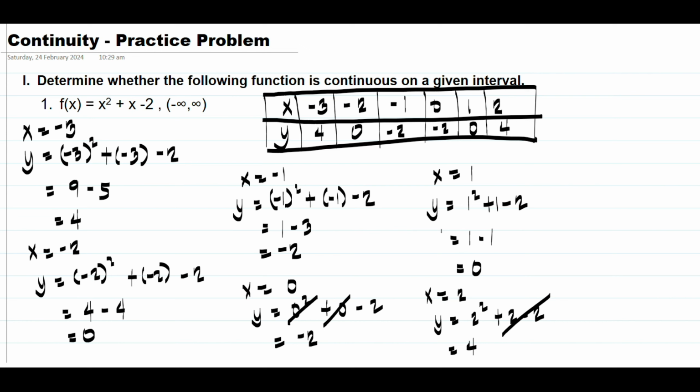So as you can see, if we are going to extend the values of x from negative infinity up to positive infinity, the given function is continuous at every real number. So that means to say the function f of x equals x squared plus x minus 2 is continuous at negative infinity to positive infinity.